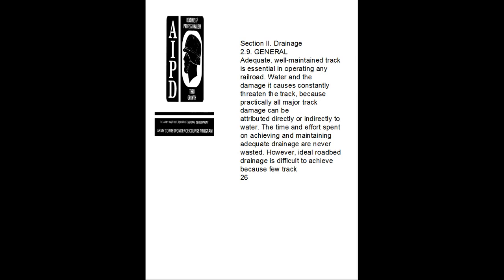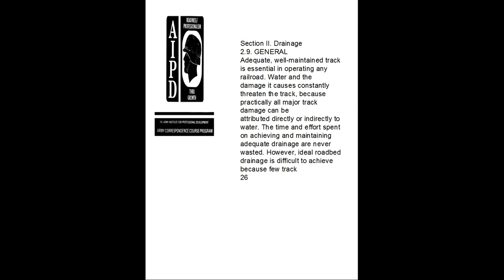Section 2, Drainage. General. An adequate, well-drained track is essential for the operation of the railroad. Water and damage causes constantly threaten the track. In particular, all major track damage can be attributed directly or indirectly to water. The time and effort spent achieving and maintaining adequate drainage are never wasted.